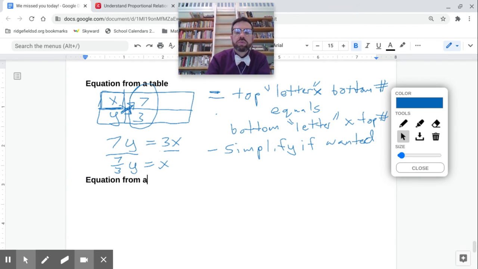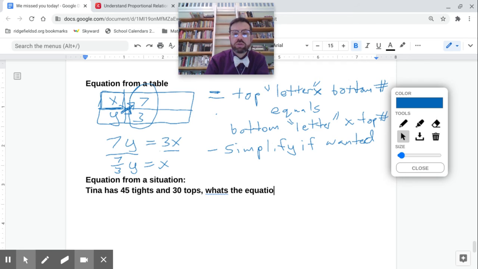equation from a situation. So just by way of example, Tina has 45 tights and 30 tops. What's the equation? I guess instead of tops, I should call them blouses. I don't even know if I know how to spell blouses. Blouses. What's the equation for tights?